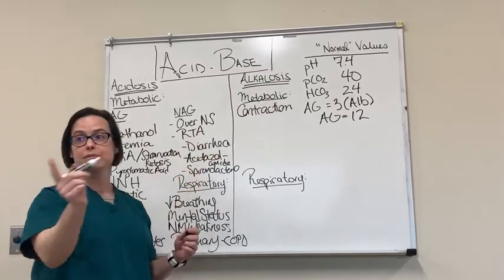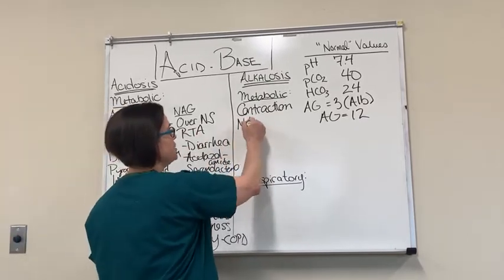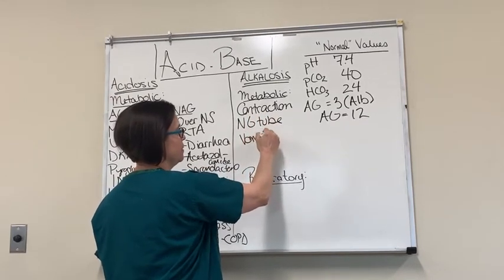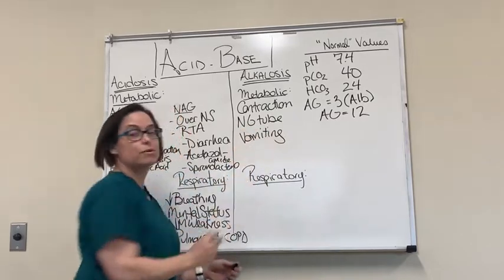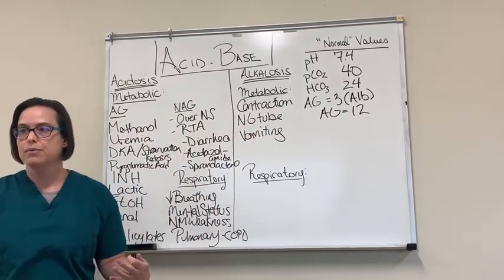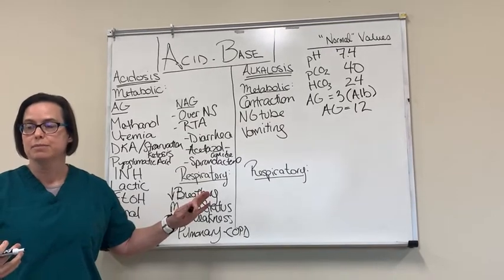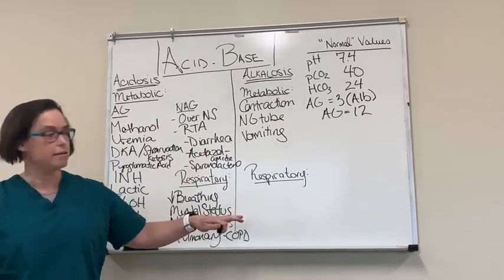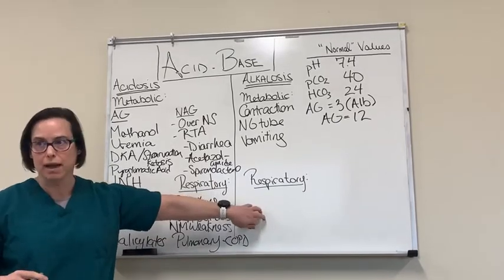Okay, what else? You said before, what'd you say before? NG tube. Yeah, perfect. So NG tube, or just in general vomiting, if we're pulling a lot of acid out of our stomach, that can happen, okay? Those are really the big ones that I want you to keep in mind. There are some other ones, but a lot less common in the intensive care environment. And then how about a respiratory alkalosis?